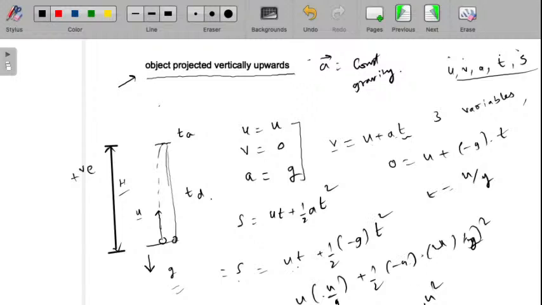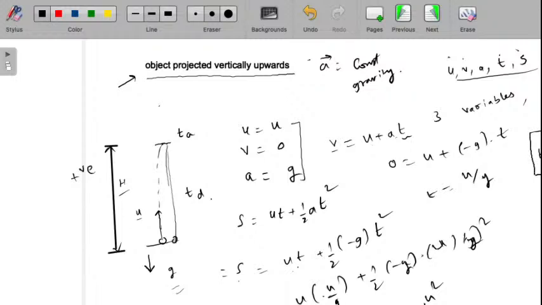I'm sorry, this is g. So this is minus g u square by 2g square. The g gets cancelled, so you have u square by 2g. U square by 2g is the value of the maximum height, h max. So in this scenario, we have computed h max as u square by 2g, which is something very common that we already know.